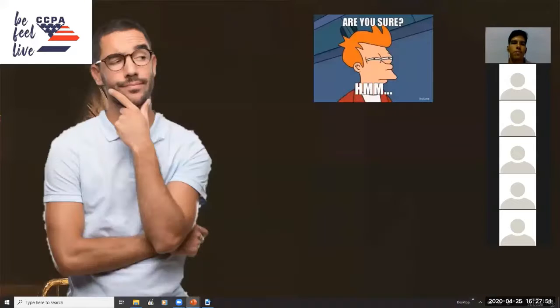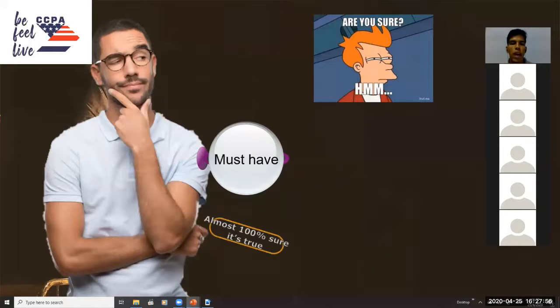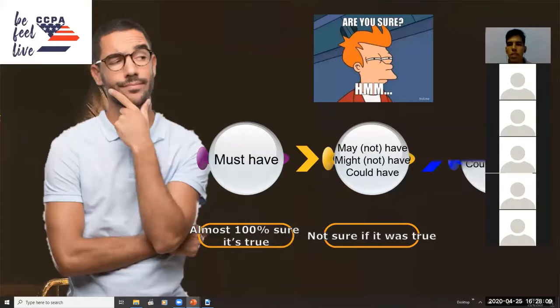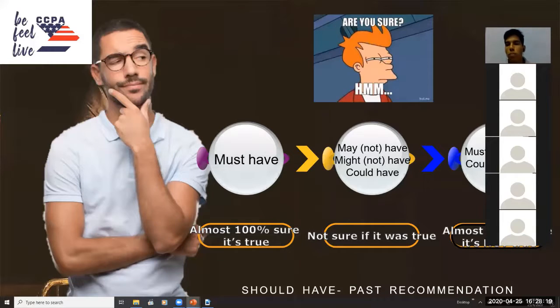Should have. Good. So what we have studied so far is that we use must have when we are almost 100% sure that something is true. Almost, not 100% sure. May or may not have, might or might not have, and could have when we are not sure if it was true, like 50%, and must not have or couldn't have when we are 100% sure that it is impossible. And finally, we use should have for past recommendation to tell that someone didn't do the right thing. All right, good.